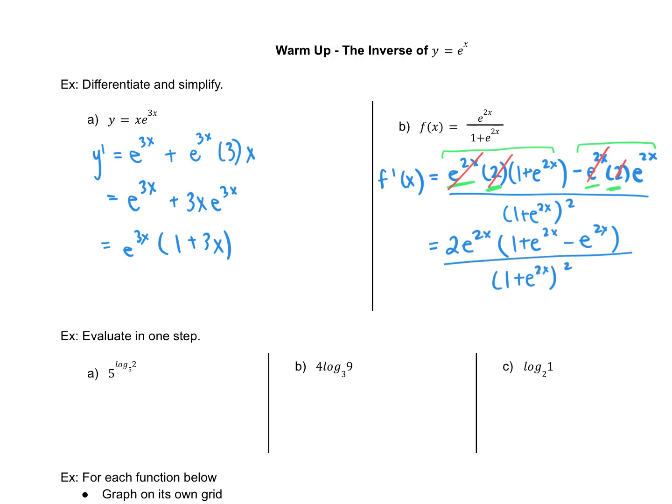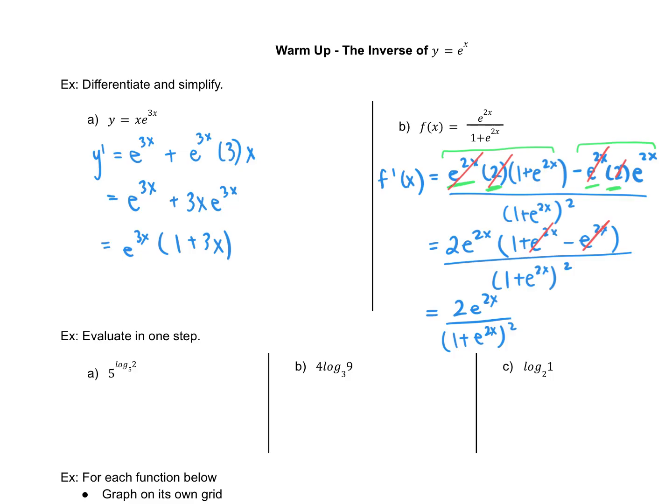And now these cancel out, so we're just left with 1 in the bracket, which means our nice and cleaned up version of the derivative is 2 e to the power of 2x all over 1 plus e to the 2x all squared.